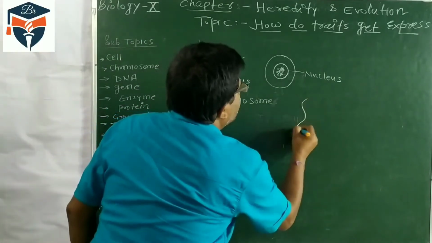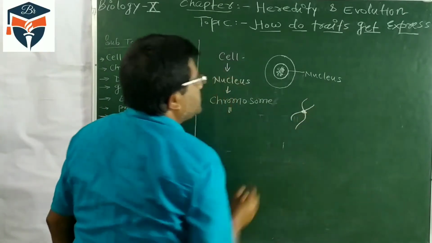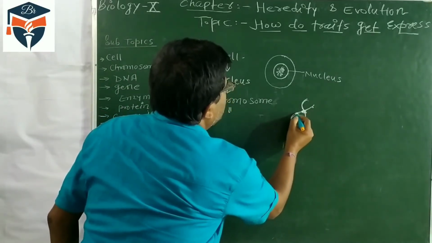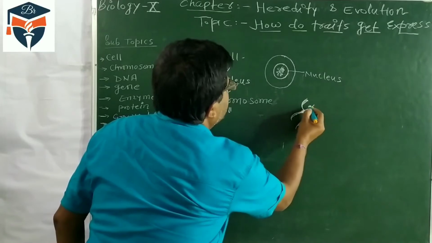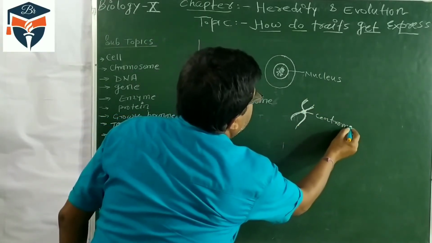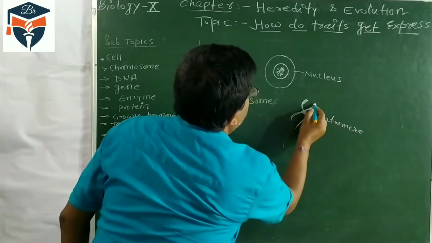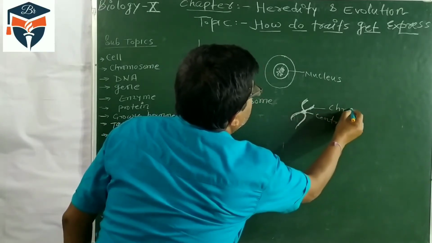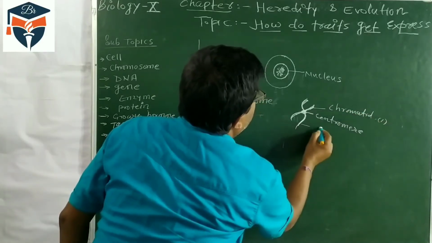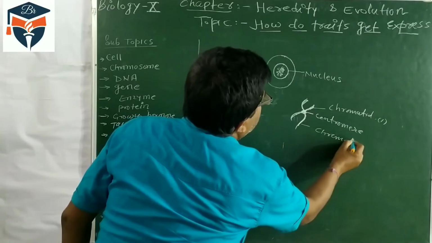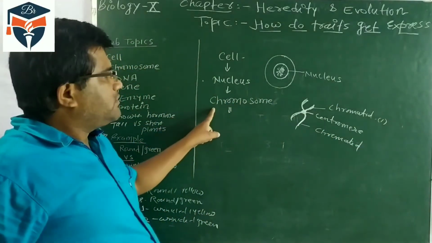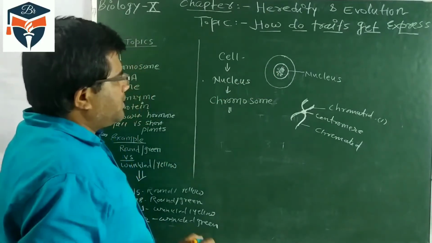If I am writing, this is the chromosome. Each chromosome has two parts. This is called a chromatid and this is also a chromatid. The chromatids are connected by the centromere. So this is called the centromere and this portion is called the chromatid. Here are two chromatids, chromatid 1 and chromatid 2. So inside the nucleus there is a chromosome, and the chromosome is a thread-like structure.